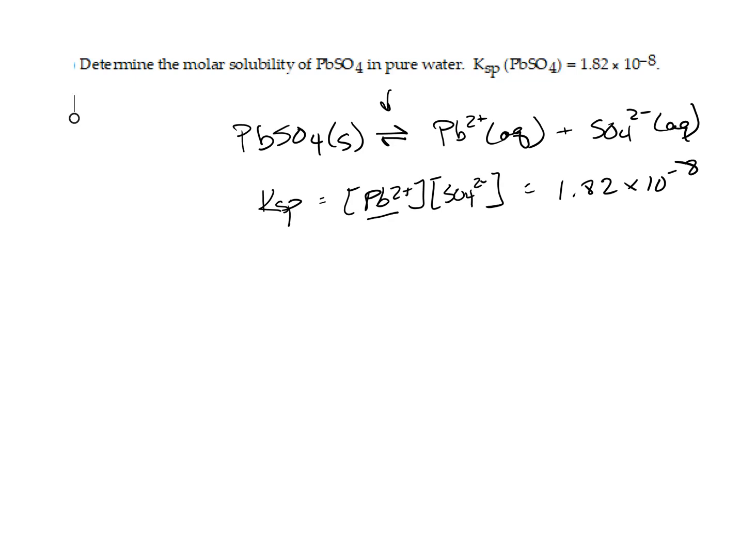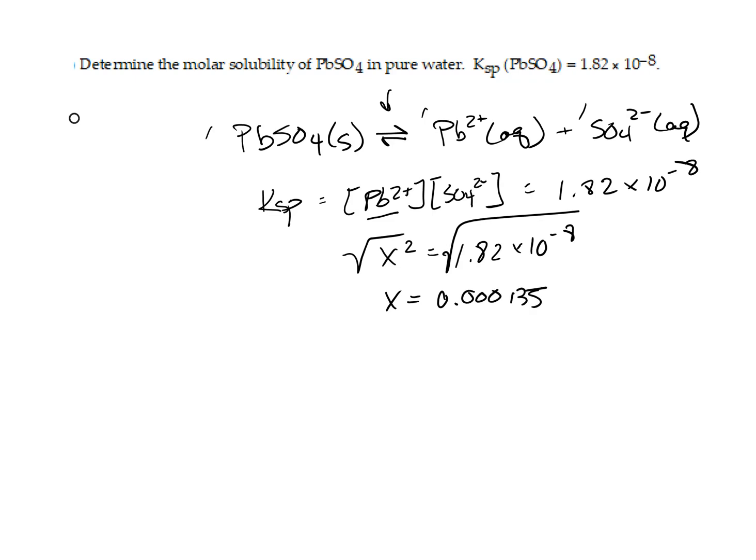So all we have to do is solve for x, basically, because this is 1 to 1 to 1, right? So we can just say x squared equals 1.82 times 10 to the minus 8th. I'm going to take the square root of both sides. x is going to equal 0.000135. And that's going to be your concentration of these in moles per liter by definition. And that's the amount of this that needs to dissolve into solution. So you could also write this as 1.35 times 10 to the minus 4 moles per liter. Either is fine.